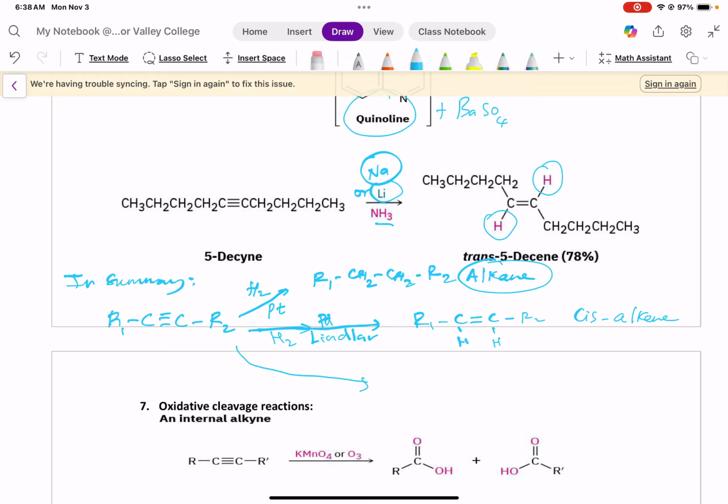If we do lithium or Na, not both, in the presence of liquid ammonia, it's going to give one C double bond, that's going to be a trans alkene. Okay, so that's a summary. So we can do whatever we want.